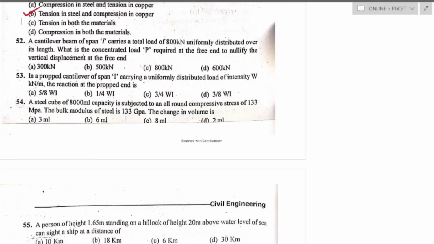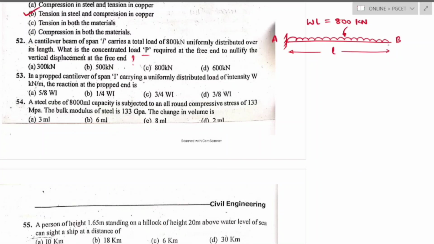Question number 52. A cantilever beam of span L carries a total load of 800 kN uniformly distributed over its length. What is the concentrated load P required at the free end to nullify the vertical displacement at the free end? So let's draw a cantilever beam of span L carrying a UDL, total load equal to 800 kilonewton. Now we have to find the concentrated load P at the free end to nullify the vertical displacement.